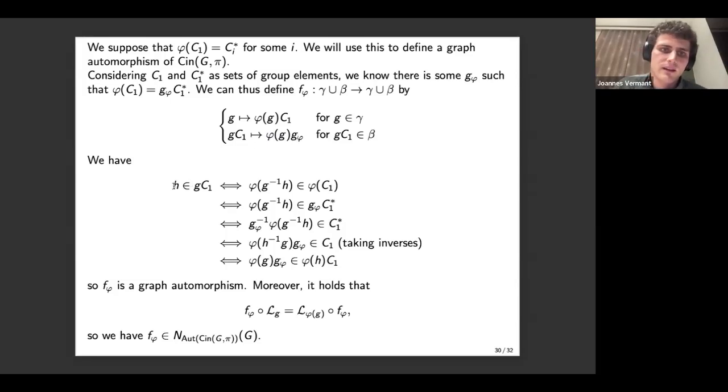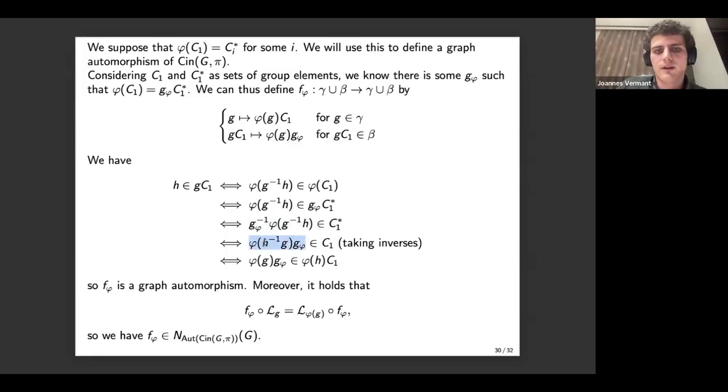And we have that an element H is contained in G of C1 if and only if phi of G inverse H is an element of phi of C1. This is obtained by applying the automorphism phi to the condition that H is an element of G times C1. Then we can rewrite this to say that G phi inverse times phi of G inverse times H is an element of C1 star. And then by taking inverses, we get this relation.